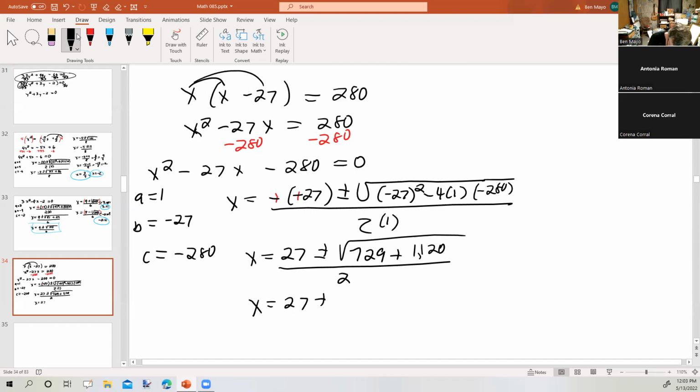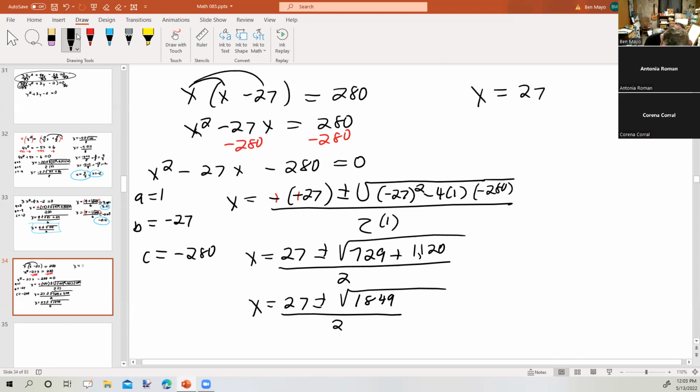X equals 27 plus or minus the square root of, let's see here, oops, you got to turn the calculator on for it to work. 1120 plus 729 is 1849. Coincidentally, that's not the year I was born. All over 2. So the next thing I would do is take 1849 and see if that is a perfect square. That would be really nice, wouldn't it? So the square root of 1849. Ha, it's 43. Sweet.